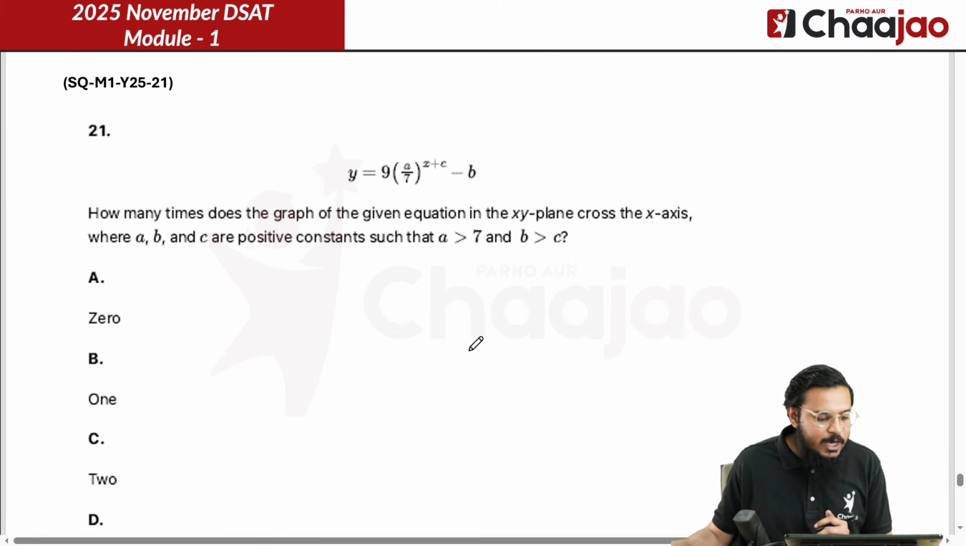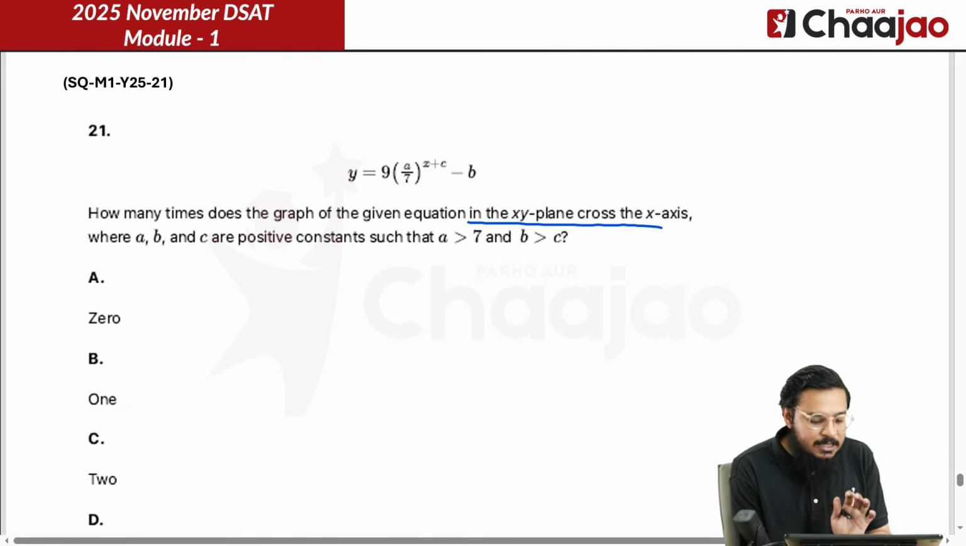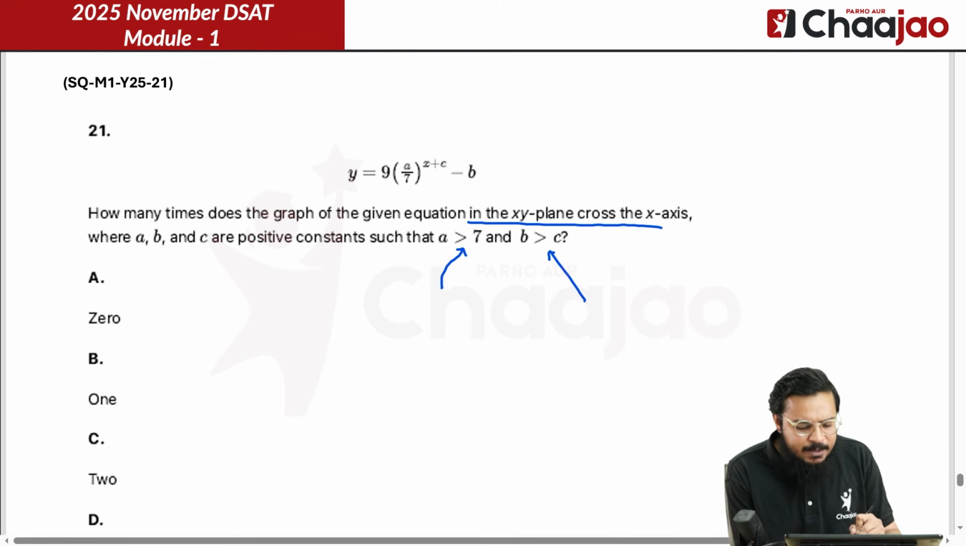Okay, the next one, question number 21. How many times does the graph of the given equation in the xy-plane cross the x-axis, where a, b and c are positive constants? And the examiner gives you what you need to suppose as your value of a and your values of b and c respectively.